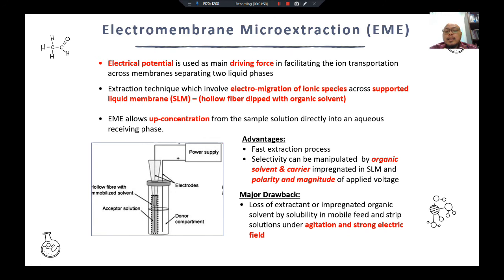Okay, just a little agitation or a strong electrical field can disturb the system, or we can lose the acceptor solution, and also this one. So you need to be very careful in electro membrane extraction. Maybe only at certain voltages will we succeed. Maybe more than that it will damage the entire extraction process. So a lot of adjustment needs to be considered.